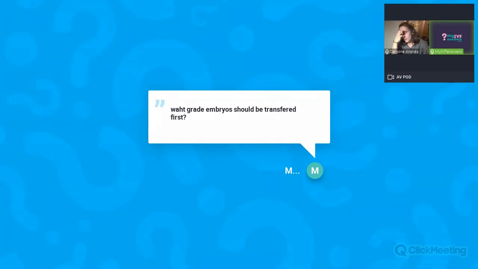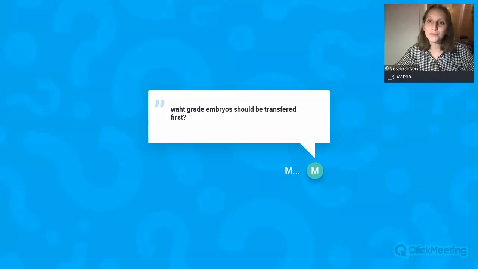So our indication would be to transfer embryos which are AA, which is like the top quality, and then we would consider transferring embryos which are, for example, BA. At our clinic we prioritize the quality of the trophectoderm, but as I say, each clinic has their own protocol. But for us, the first one to transfer would be the AA.